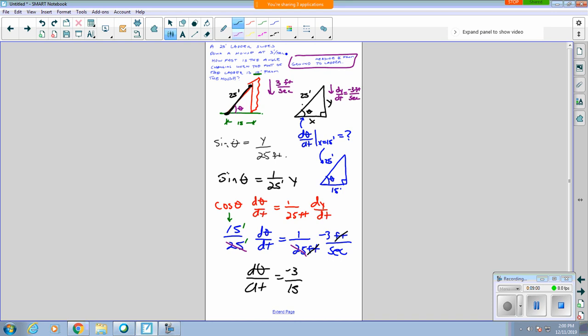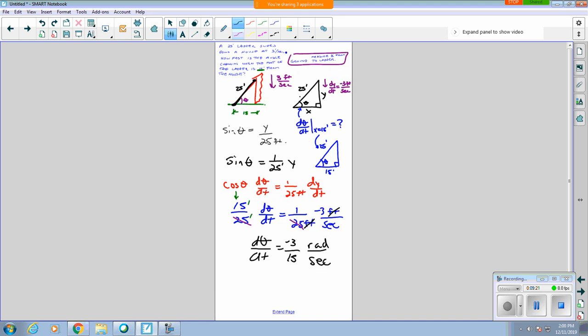Okay? And I start to look at my units, and I'm left with no units on top and seconds on the bottom. But when you have no units, we typically write what? Radians, right? Because radians are a unitless thing. And that would make sense for this theta. So everyone, and again, we want to simplify that. -3/15 reduces to -1/5, right? Rads per second.